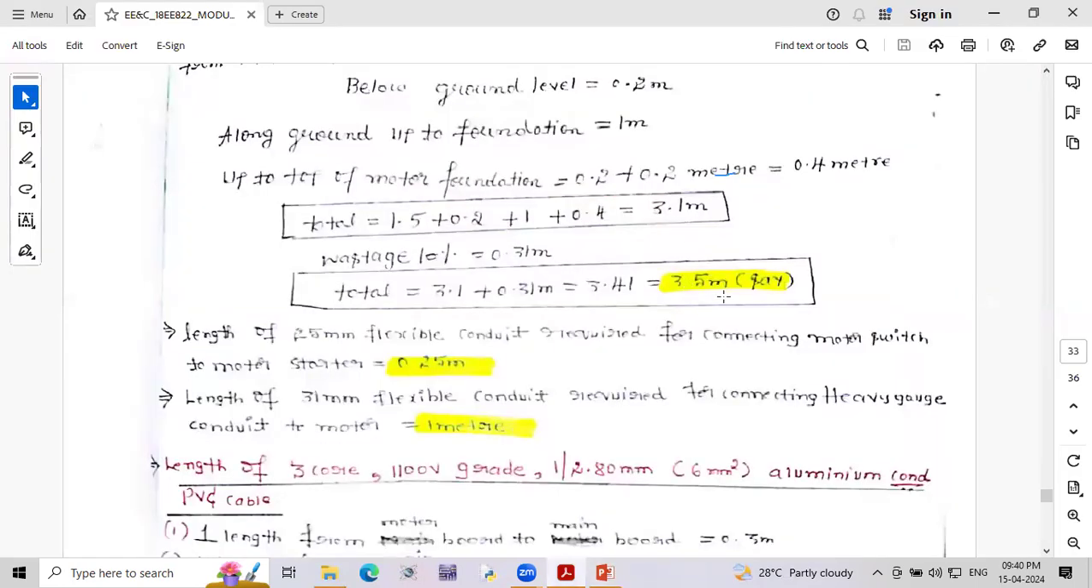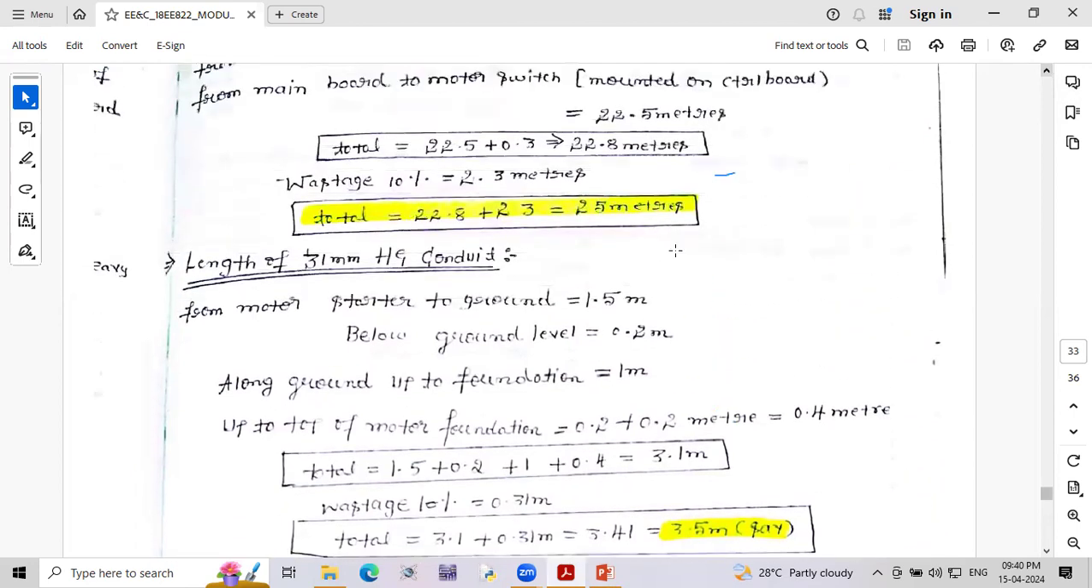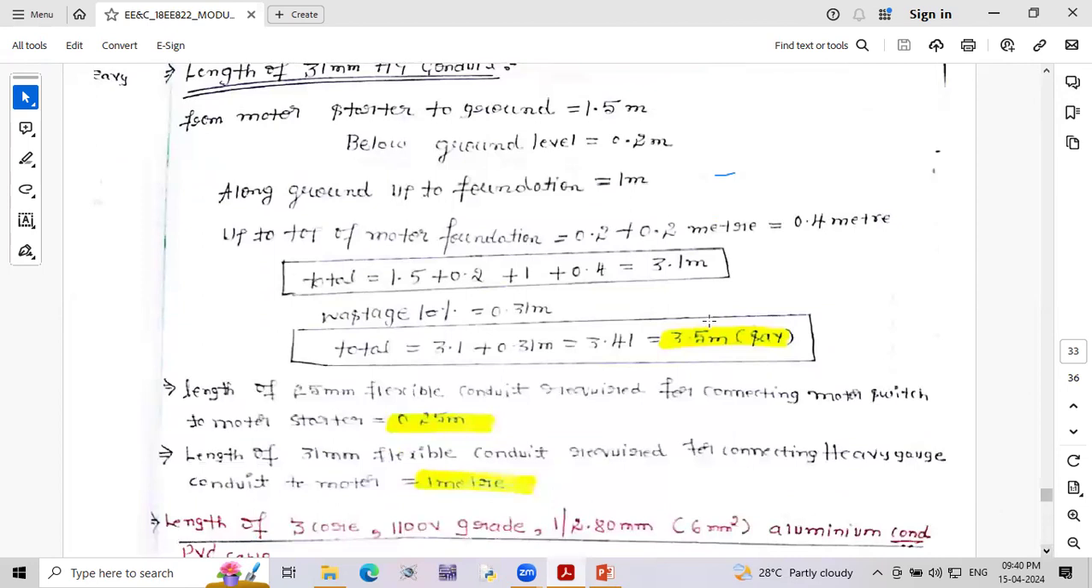For the 10% add, we get 3.5. Okay, total 3.5. I hope all of you are clear. Here to here, total 25. From starter up to motor 3.5. Okay, length of the flexible conduit 0.25 meter. Length of the flexible conduit 31 mm, we need 1 meter.